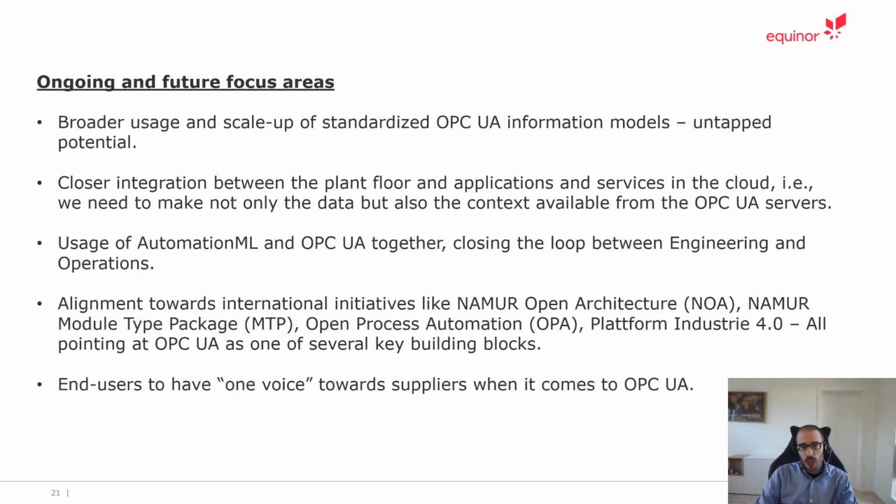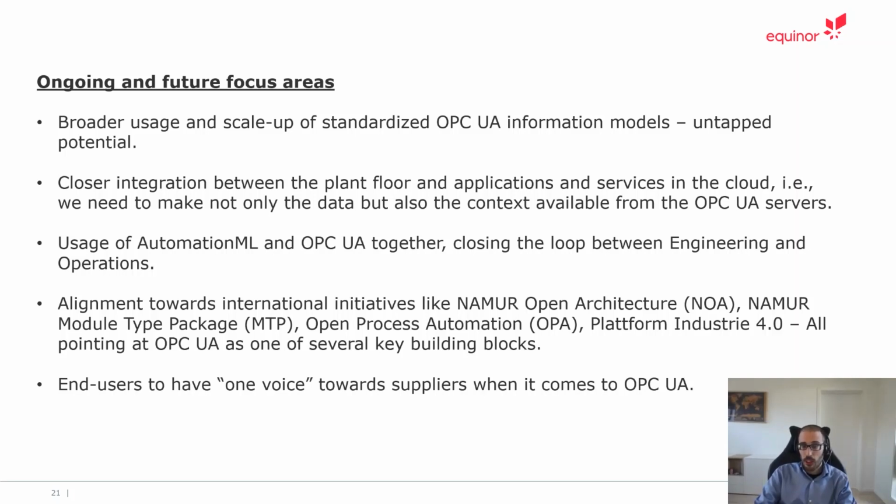Also, the ongoing and future areas that we need to focus on now. We need to scale up the standardization of OPC UA information models. There's huge potential, but we need more and more vendors to start using this so we can scale up in a much faster and cheaper way. Closer integration between the plant floor and applications and services in the cloud. This means that we need to make not only the data, but also the context available from the OPC UA servers. At this point, our information model is kind of hidden in a silo within the OT/IT gateway, but we need to expose it also to Omnia.